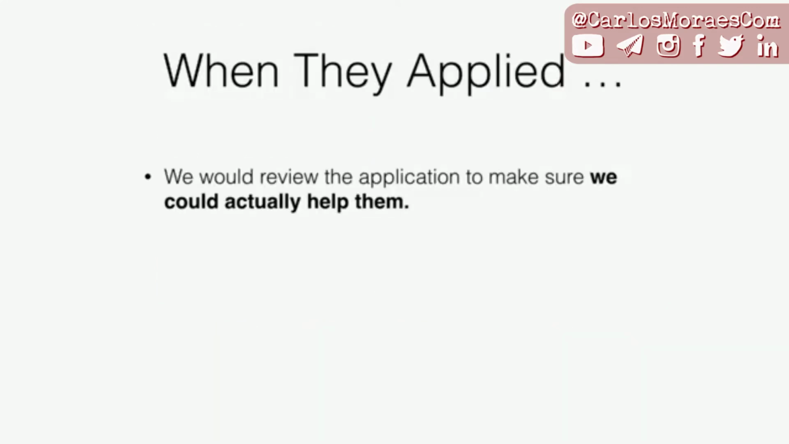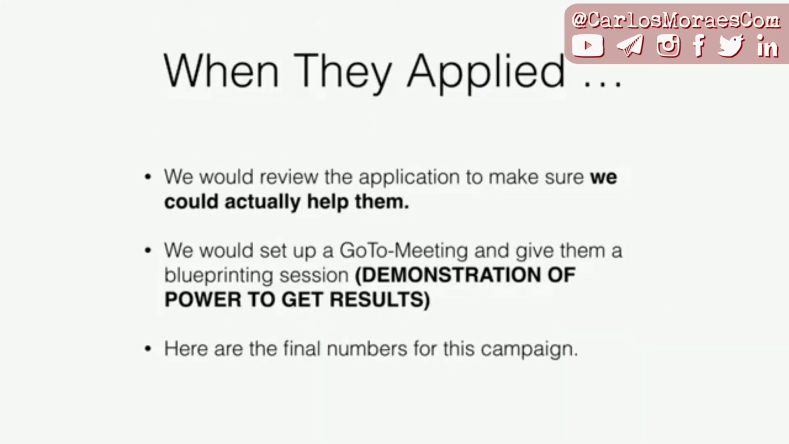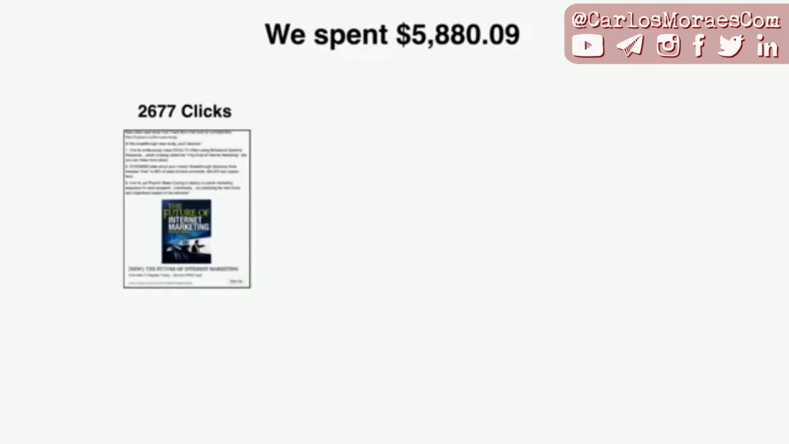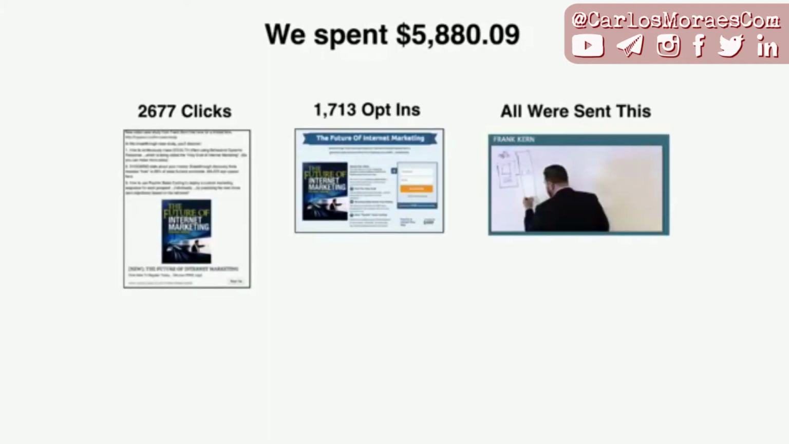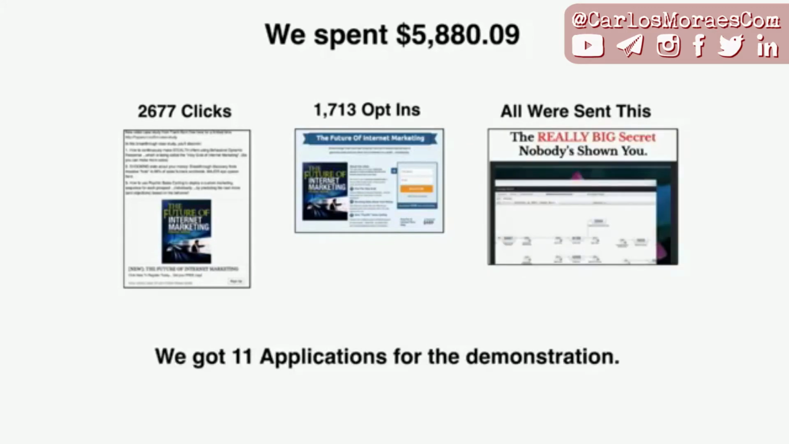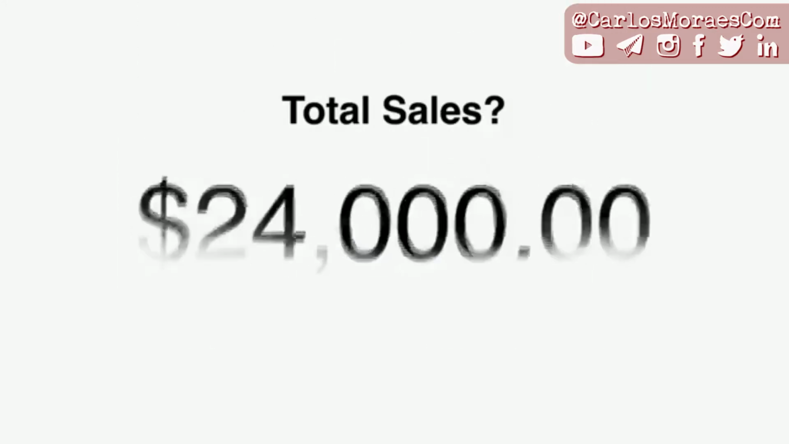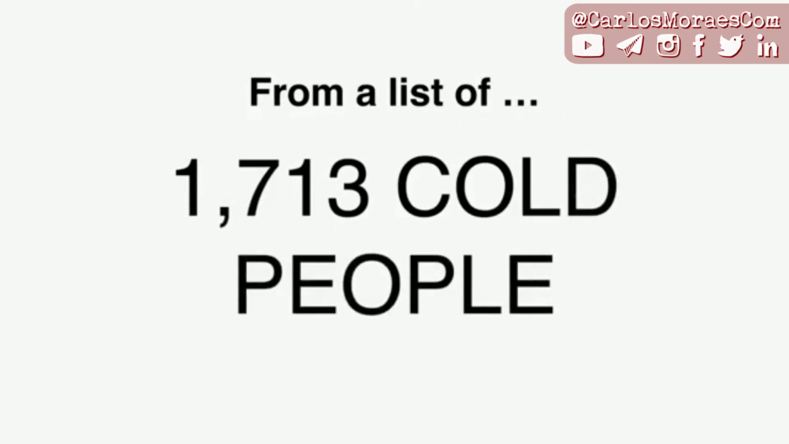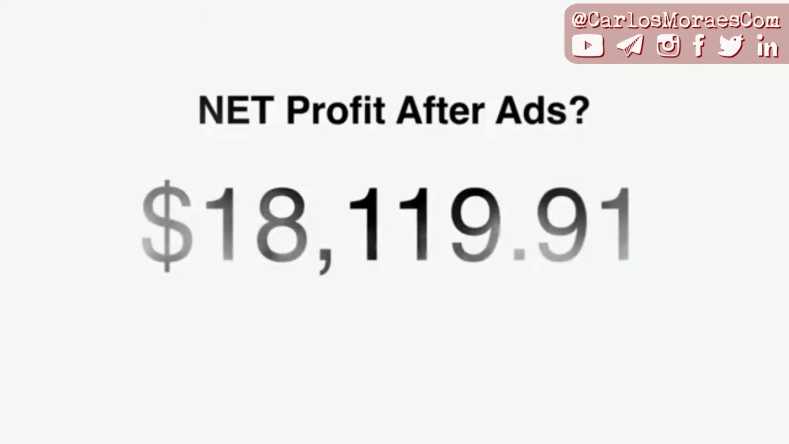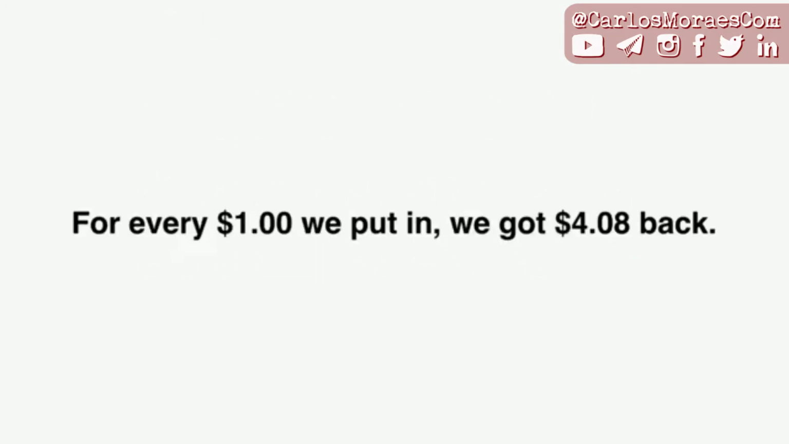When they applied, we did the same thing, right? Reviewed the campaign, reviewed their application, made sure they were qualified, set up a meeting to talk to them, and then tried to make the sale. We spent $5,800, sent them to this. They got this follow-up sequence, right? And then we got 11 applications. Our total sales were $24,000. So from a list of 1,713 cold, complete strangers, ice cold people, right? Our net profit after ads, $18,119. We put $1 in, we got $4.08 back.